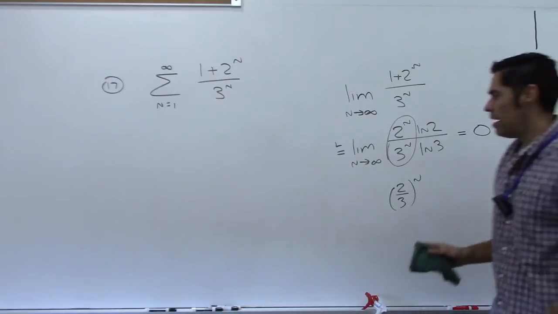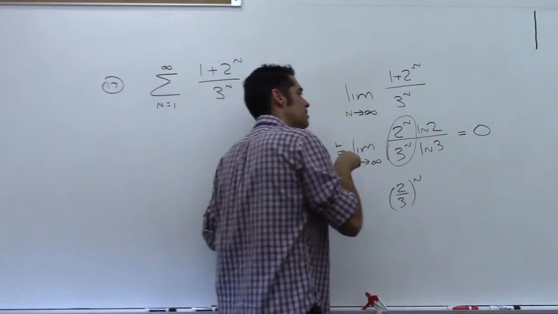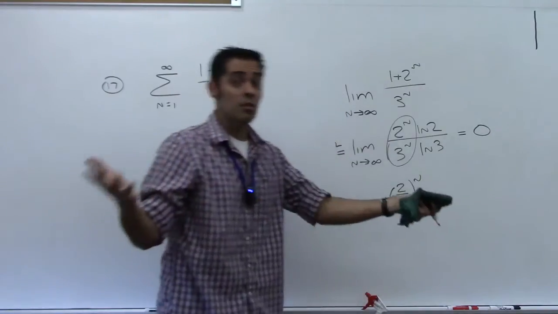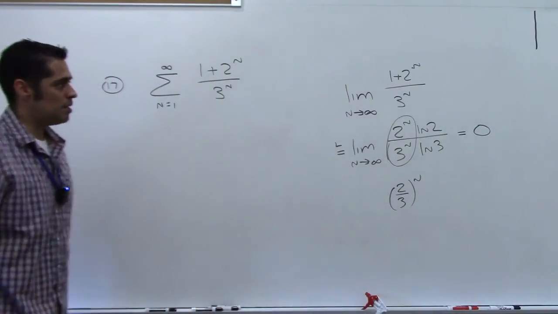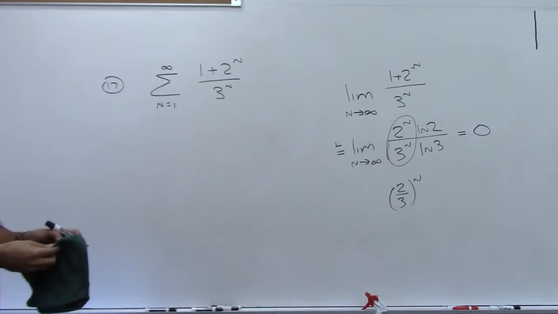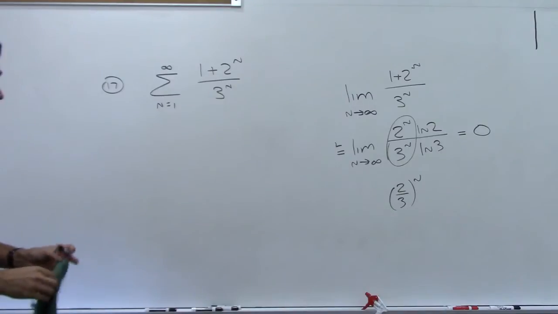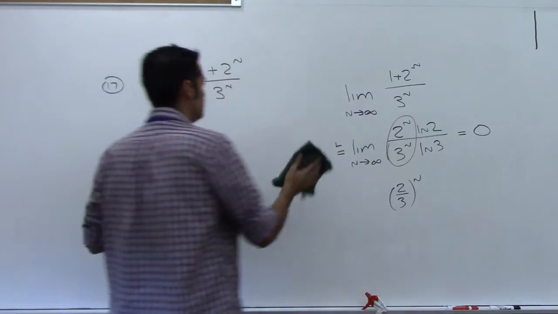So the nth term test tells you that if this thing does not go to 0, it diverges. Since it goes to 0, the test is inconclusive. I don't know how much I can stress that to you. It tells you that you're going to have to find some other way of figuring out if it converges or diverges. So we go back now.